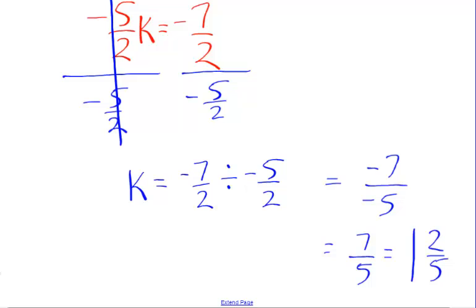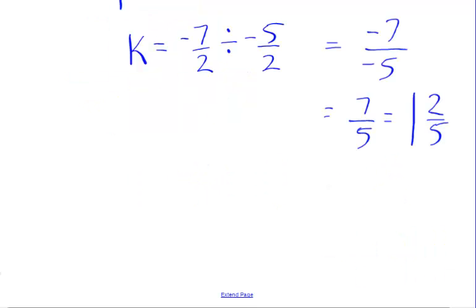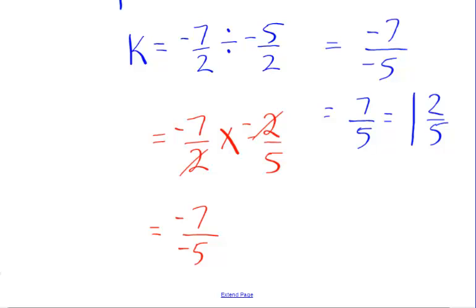All right, the other way that we can solve that is if we take -7 halves divided by -5 halves, we can start with our -7 halves, change it to a multiplication statement, and then multiply by the reciprocal, which is negative 2 over 5. Now we cancel the 2 and the 2. Sorry, I'm just going to leave that negative there. And we end up with negative 7 over negative 5. Okay, which turns out to 7/5, which equals 1 2/5.